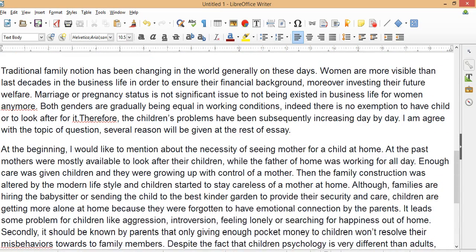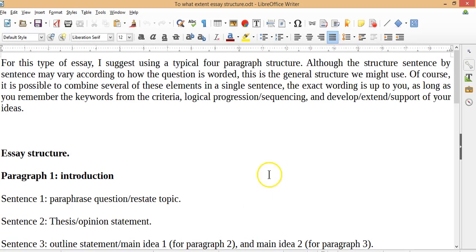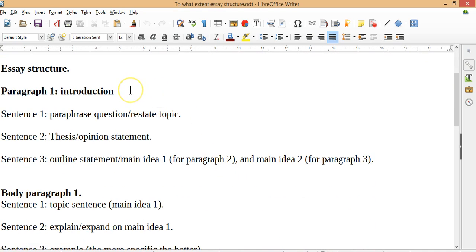Now, structure. So typical four paragraphs, as you've seen in other essays. So, paragraph 1. As I keep saying, and I no doubt will keep saying again and again, first impressions count. We need a clear, strong introduction. What does it mean exactly? So, every question, sentence 1, you paraphrase the topic.